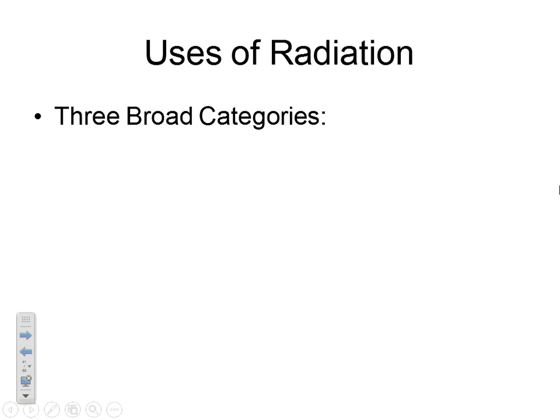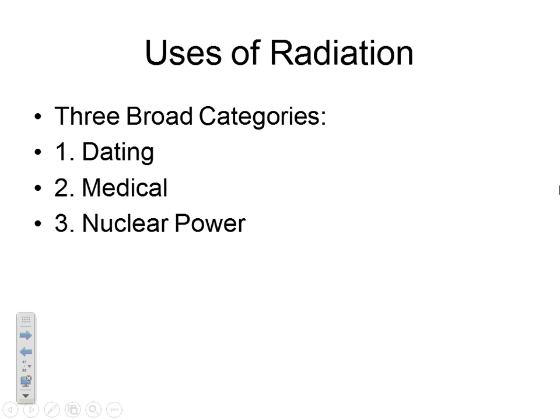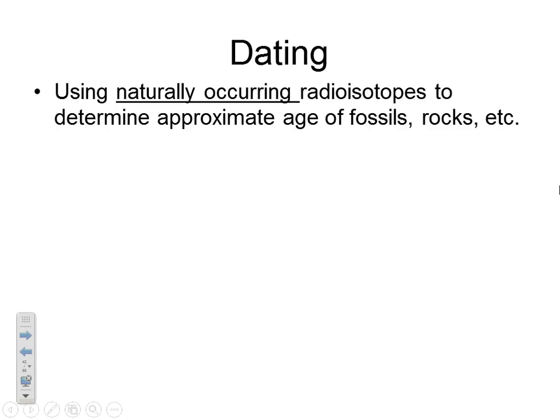So, uses of radiation. There are many uses of radiation. There are three that we're going to be discussing, three broad categories. Dating, by that I don't mean boy, girl, but more like geological dating, medical uses, and nuclear power. So with dating, we're using naturally occurring radioisotopes to determine how old is this fossil, how old is this rock, how old is this anthropological sample we found, etc. But it's naturally occurring radioisotopes. So we're not using artificial radioisotopes here, like uranium or plutonium.